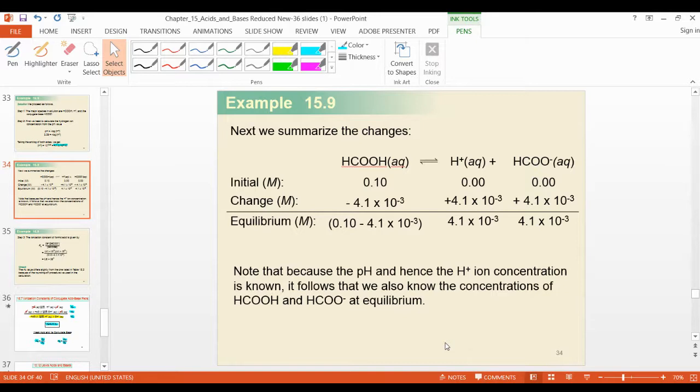Clear the difference? Yes. Yes. Clear. All right.